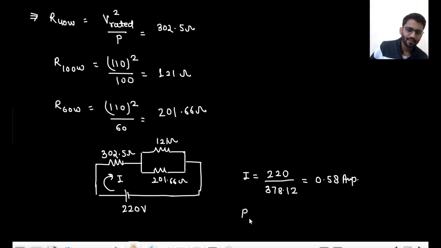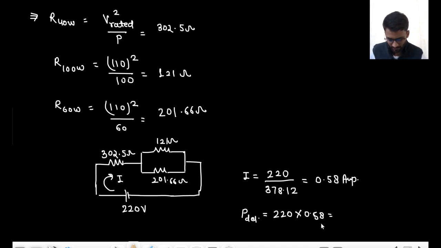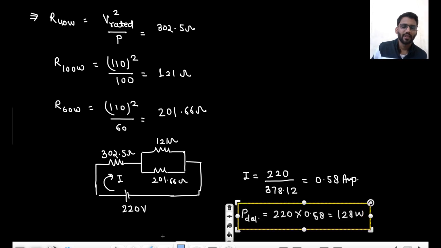So what will be the power? Power delivered by the source. That would be 220 volt into 0.58. So it would be 128 watt. The power delivered by the source is 128 watt.